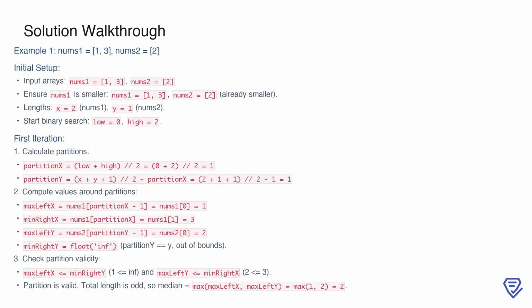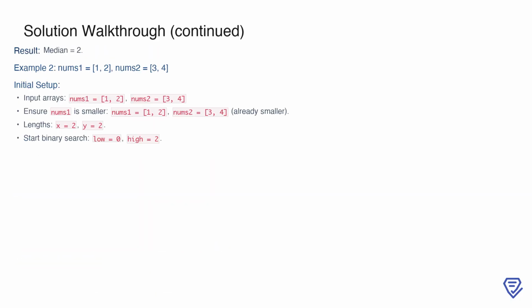Next, we check if the partitions are valid. The conditions max left x less than or equal to min right y and max left y less than or equal to min right x are satisfied, making the partition valid. Since the total length of the arrays is odd, the median is the maximum of max left x and max left y, which is max(1, 2), resulting in 2. The result of example 1 gives us a median of 2.